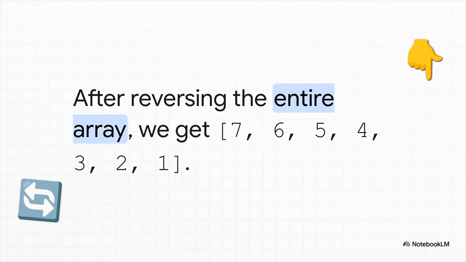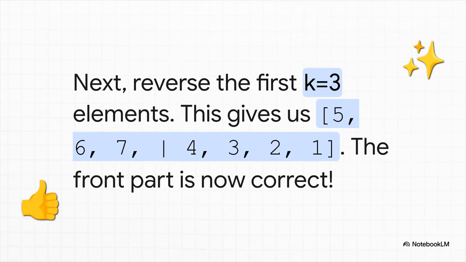Now look carefully at what just happened. The numbers we want to end up at the front, the 5, 6, and 7, they're now at the beginning of the array. They're backwards, sure, but they're in the right section. This is the first piece of the magic. All right, on to step 2.